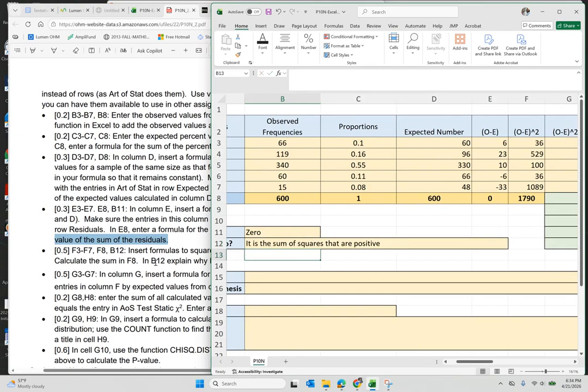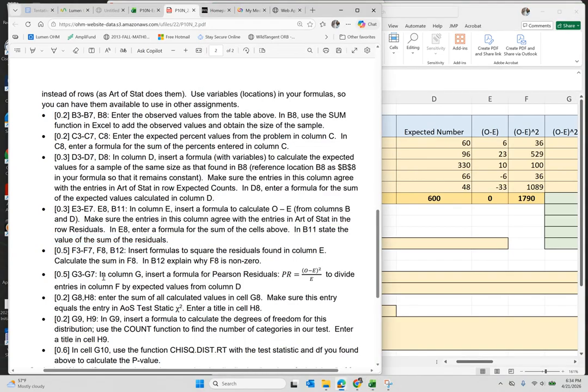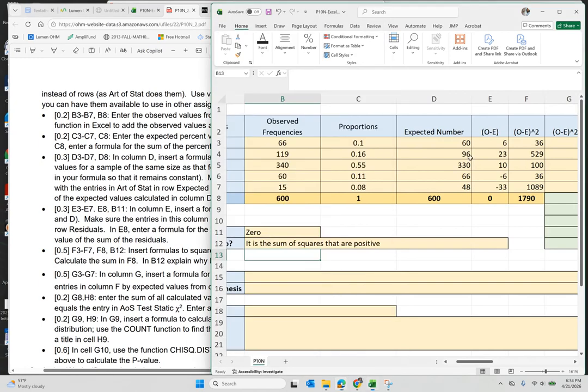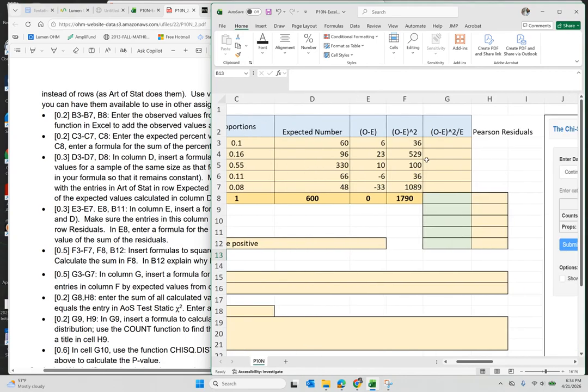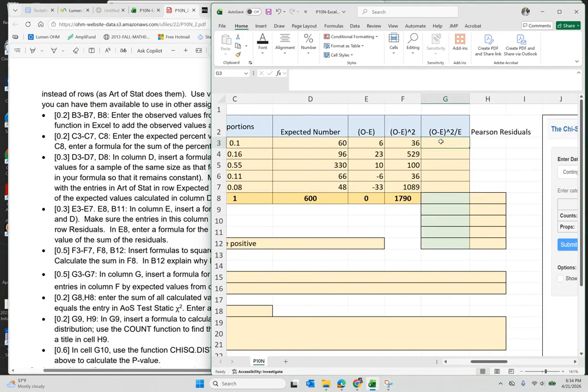The next part is to fill in column G, G3 to G7, insert the formula for the Pearson residual. It will be the square of the differences that we calculated in column F, divided by the expected value that we calculated in column D. So this will equal the square to the left of that cell divided by the expected number that we calculated in column D. And I'm going to copy this.